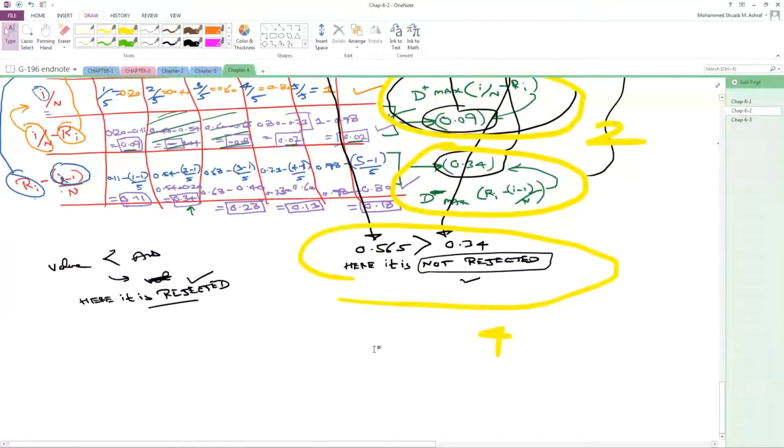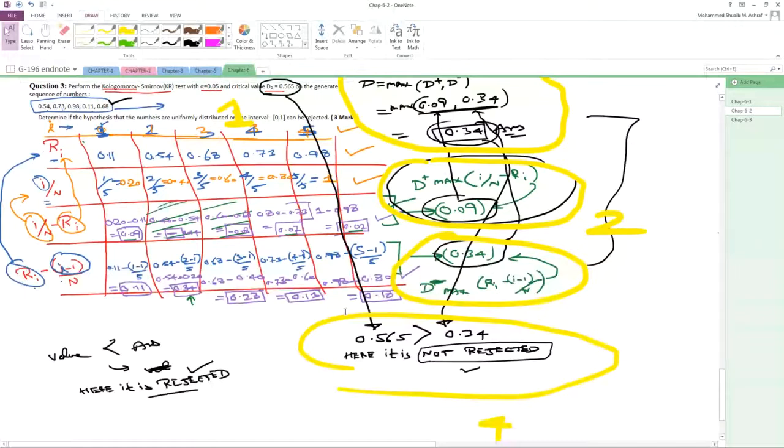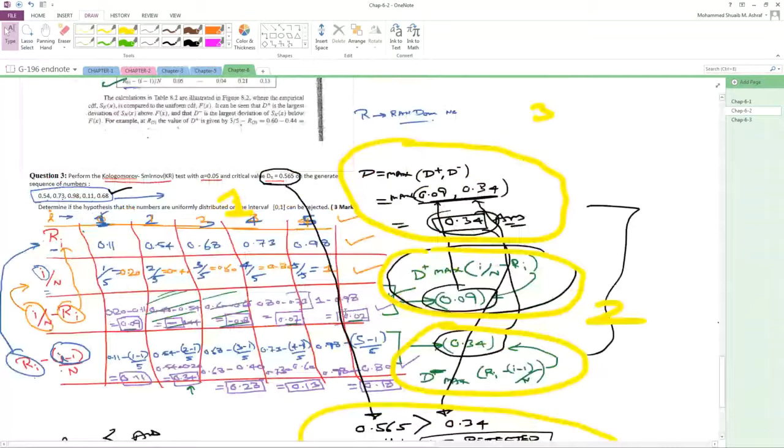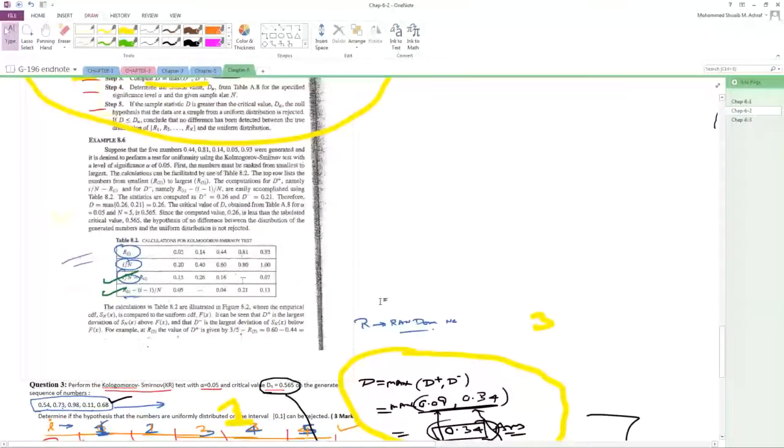Okay students, any problem in this? Yes, student, any question you can ask. No, thank you. Okay. Now this is the remaining question. I will solve this question also. So this is the value.